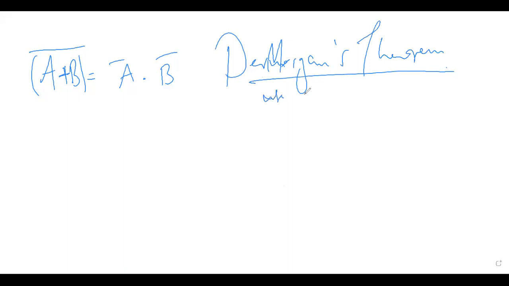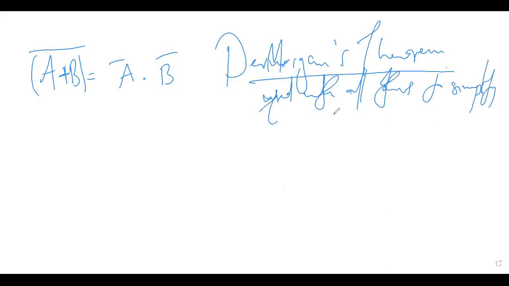Used with all other laws to simplify logic circuits. The whole reason why we are doing these laws is because they simplify our circuits. If I am to build this circuit, some of you already know how to build the circuit, how many gates do I have?